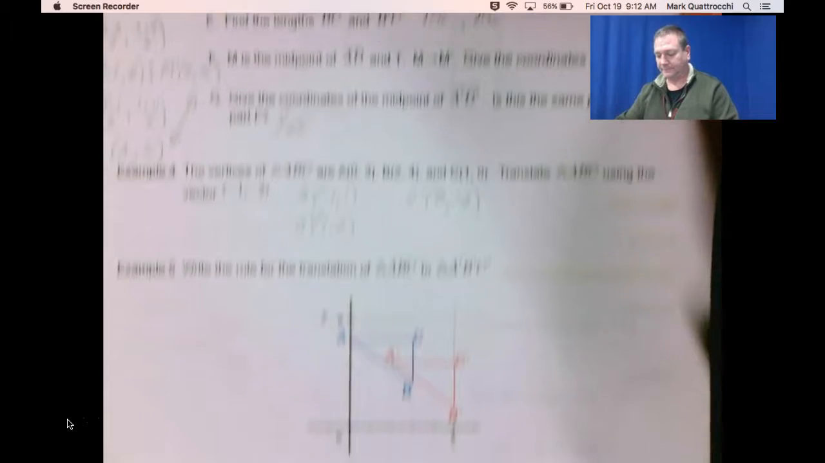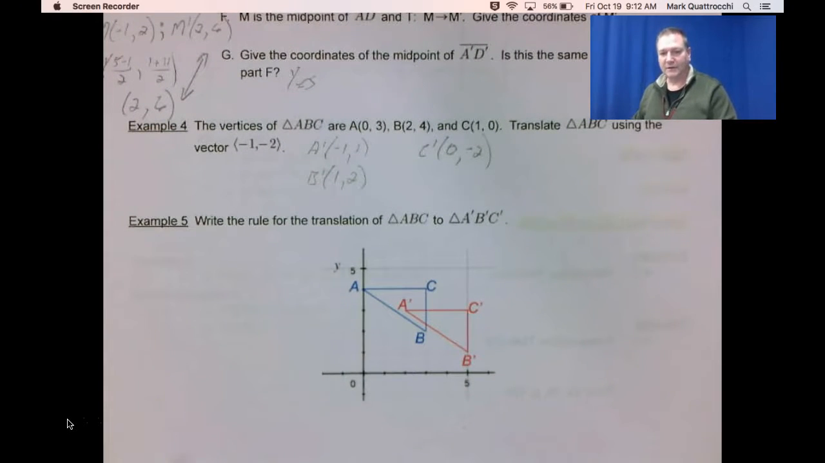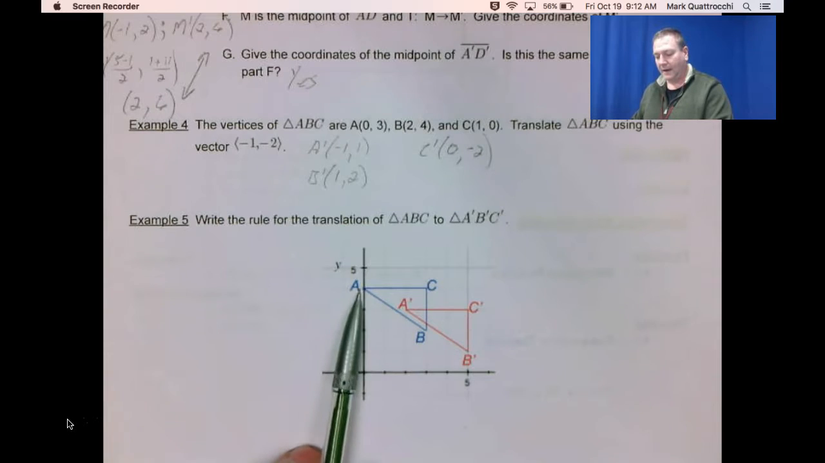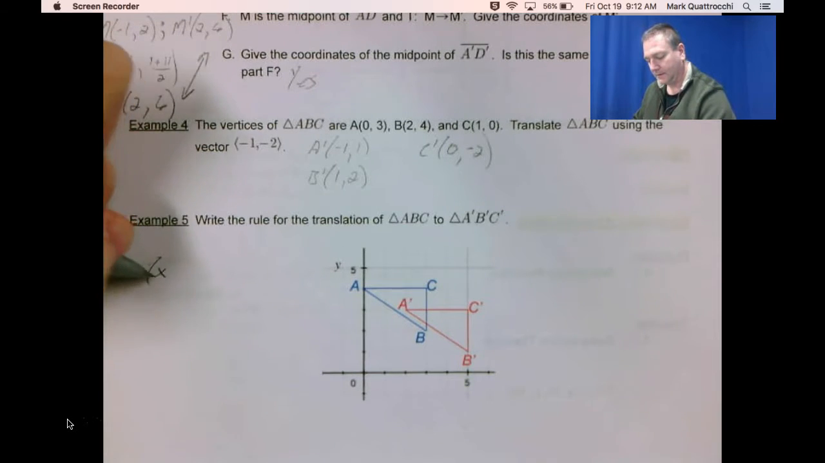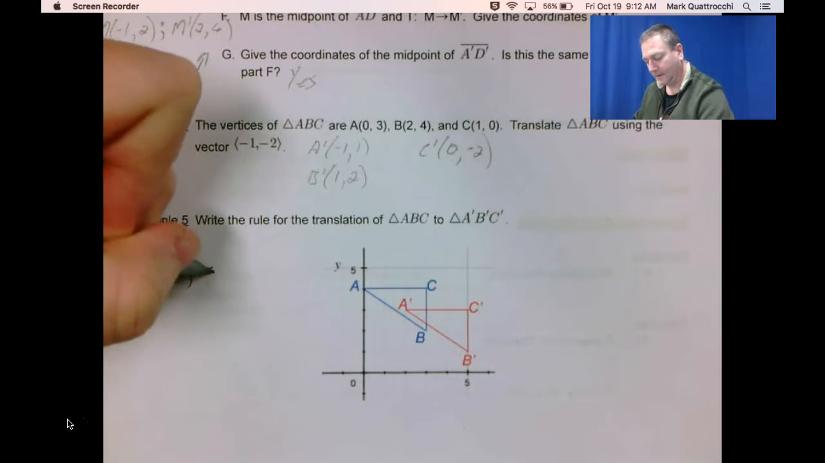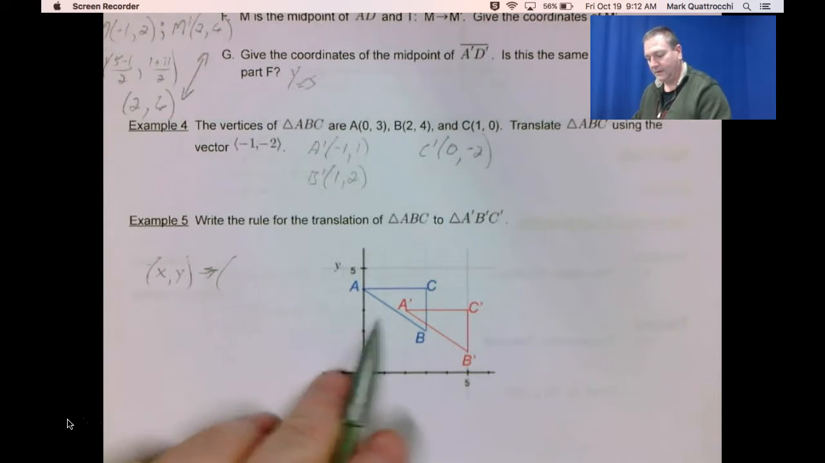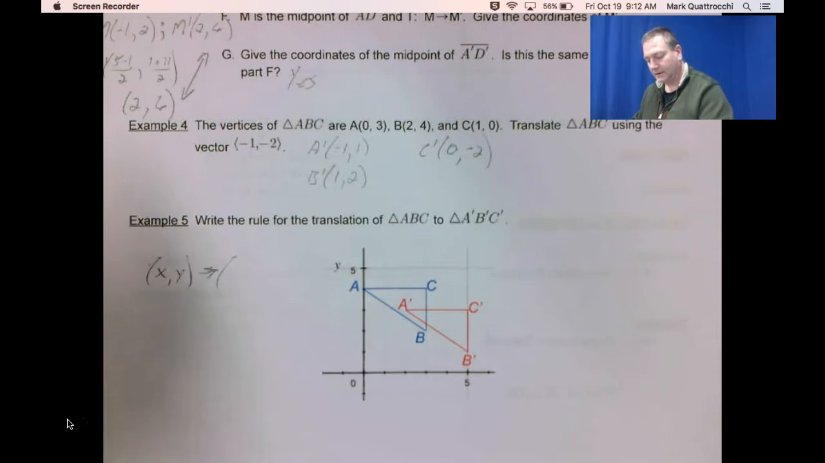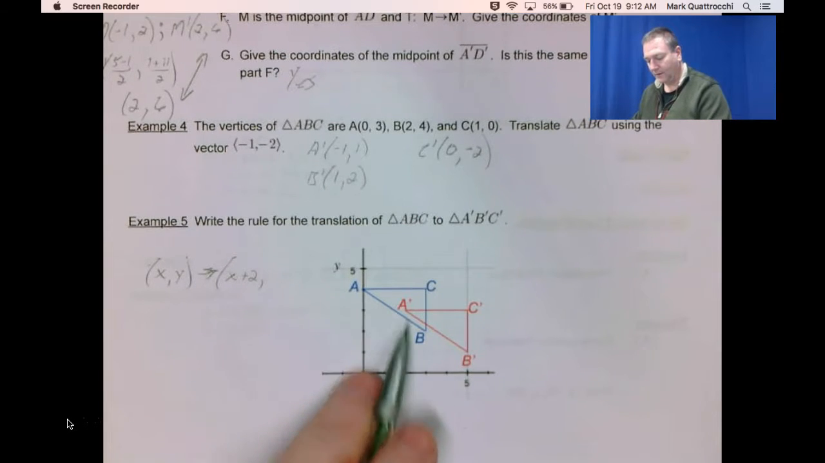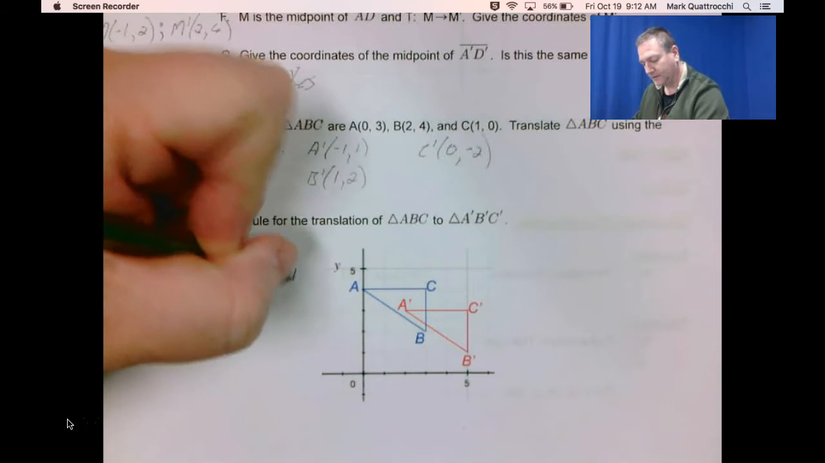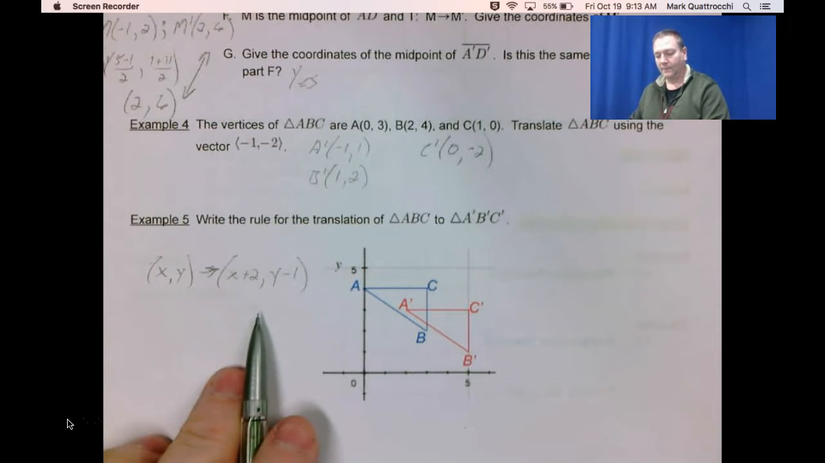Example 5. Write the rule for the translation. We go from triangle ABC to triangle A prime, B prime, C prime. A to A prime, we go to the right 2, down 1. So (x, y) is mapped to... What are we doing to the x? We're moving it to the right 2, so x plus 2. What are we doing to the y? We're moving it down 1, y minus 1. And there's our rule for the translation.